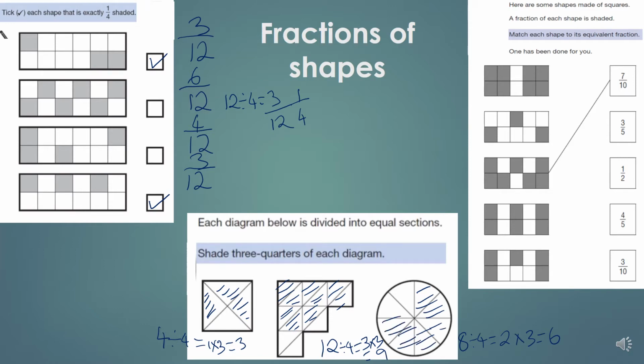There you have it. Here are some shapes made of squares. A fraction of each shape is shaded. Match each shape to its equivalent fraction. One has been done for you. See, we've got 7 over 10, and on our shape, it's split into 10, and it has 7 shaded. So let's have a look. They all look the same, so they're all out of 10.